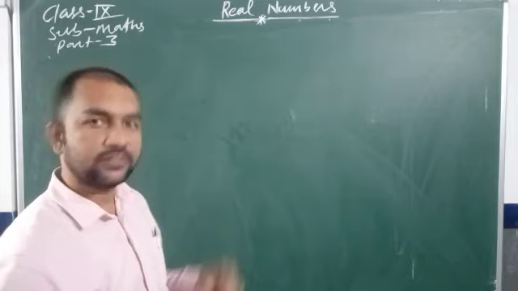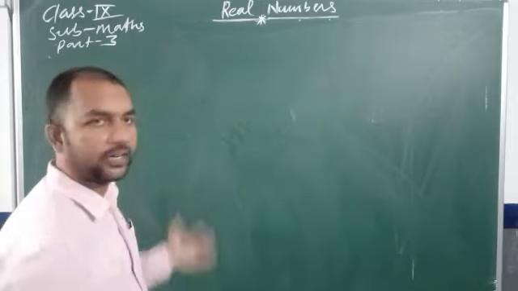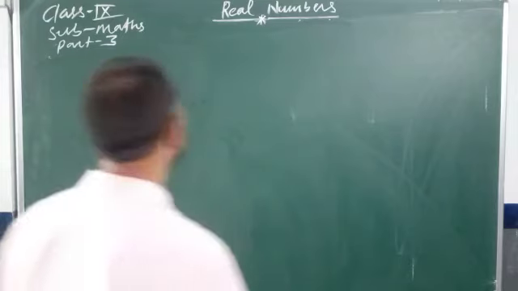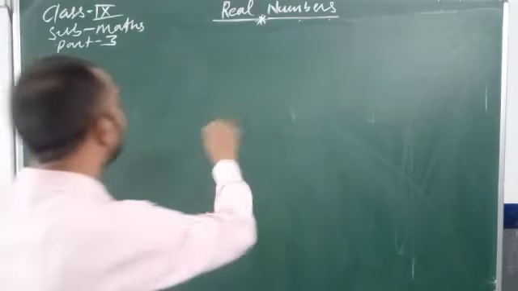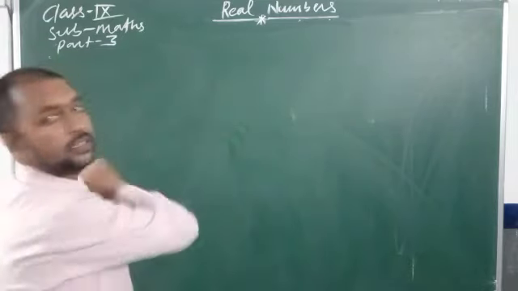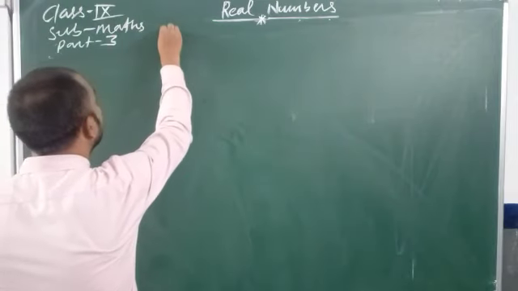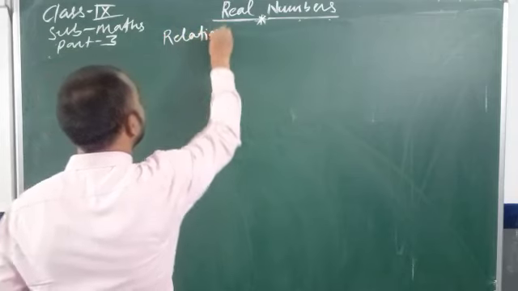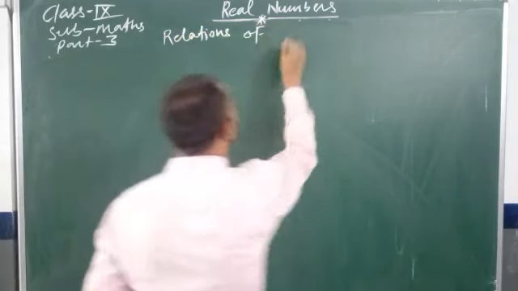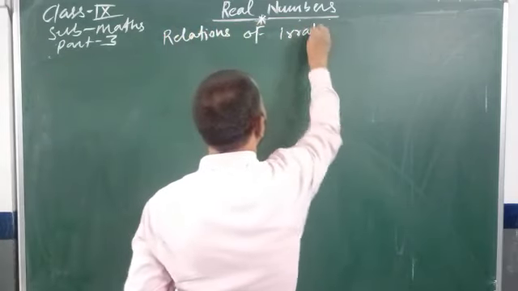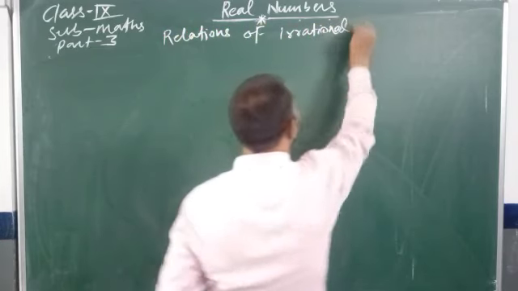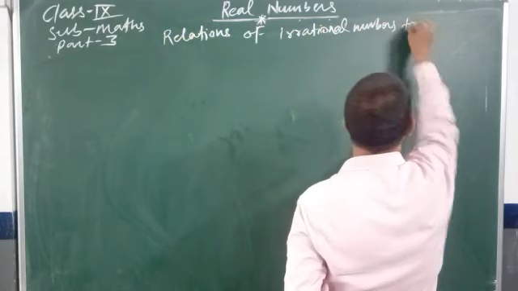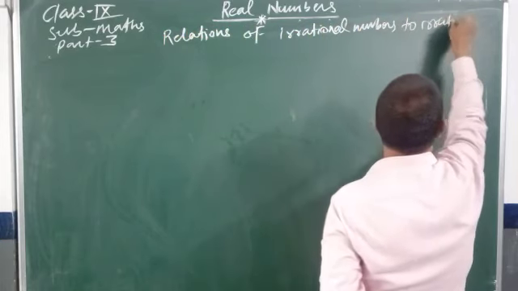Before we follow the process, we have to draw a table and write a topic. So let's start to define the relations of irrationals to irrationals. Before we define, we have to write the topic. Relations of irrational numbers to irrational numbers.